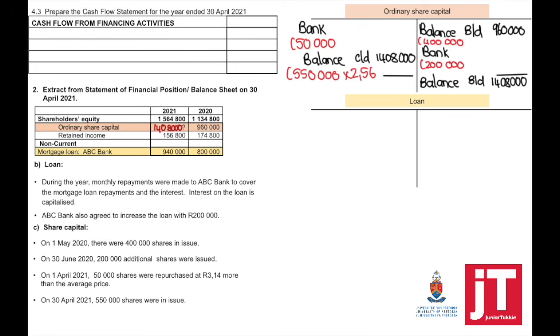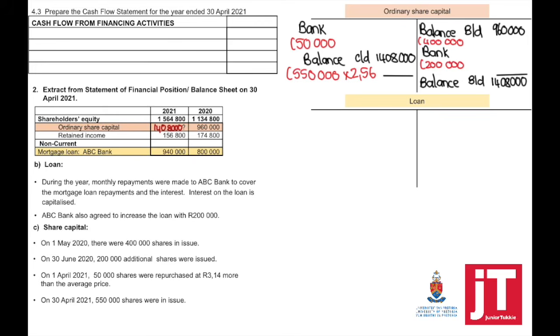Another thing you need to remember when we look at the ordinary share capital is that this account is always at average price. And when we complete the cash flow statement, the repurchase of shares must always show the total amount that we've paid. So looking now at the information given, they provided us with the ordinary share capital in the beginning. So I'm just going to say balance brought down. We calculated the balance at the end by taking shareholders' equity minus the retained income. That equals the balance at the end.